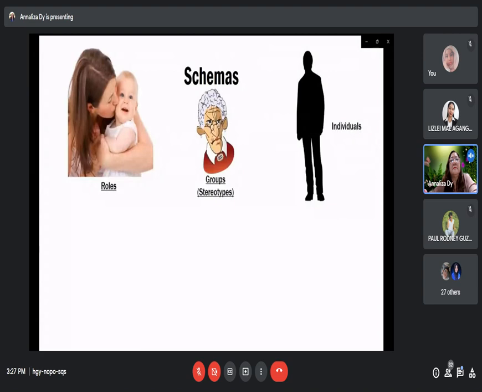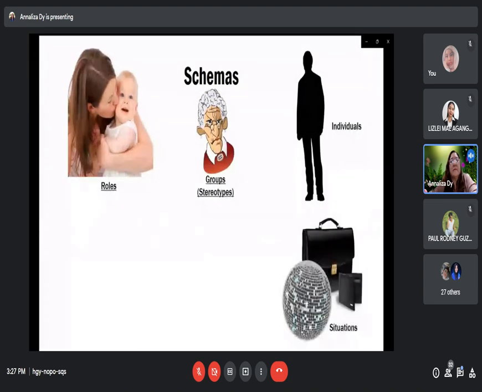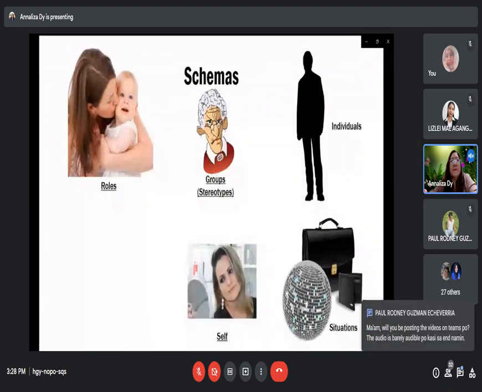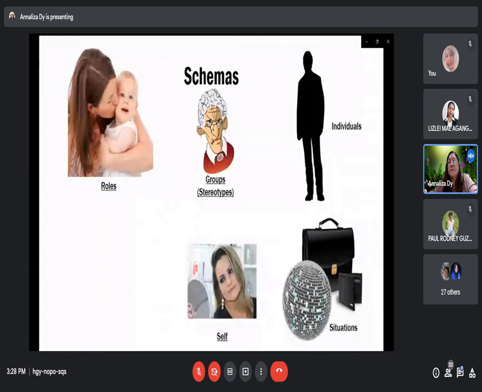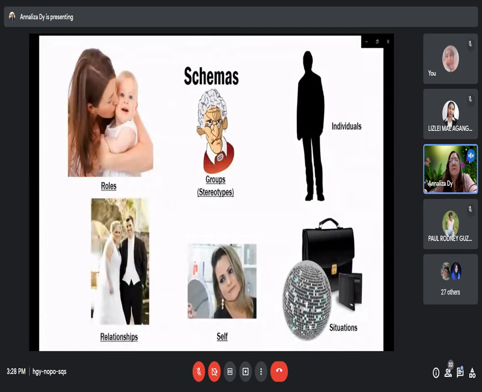We also have schemas about different events. A party, for example. I don't know how many parties you go to with disco balls, but it's a pretty good one. You also need to talk later in the course about the self-concept. And this is all the associations that you have about yourself, and also different schemas of your expectations.